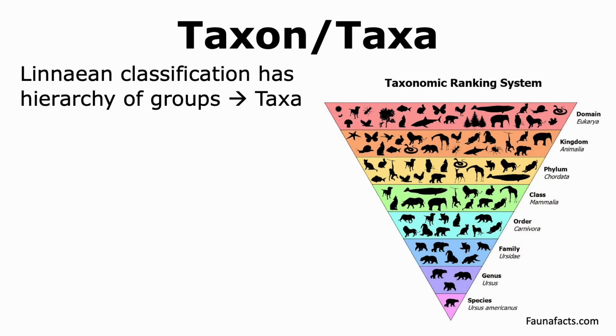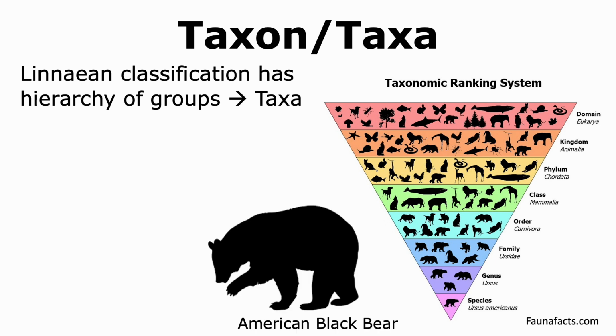The Linnaean method of classification involves the creation of different groups that are arranged in a hierarchy. Each group is called a taxon, and the plural of taxon is taxa. Let us learn about these different groups in the context of the American black bear. The American black bear is the common name of the animal, but please note that every organism has a scientific name as well. This scientific name is based on this hierarchical method of classification. So let's have a look at this method.